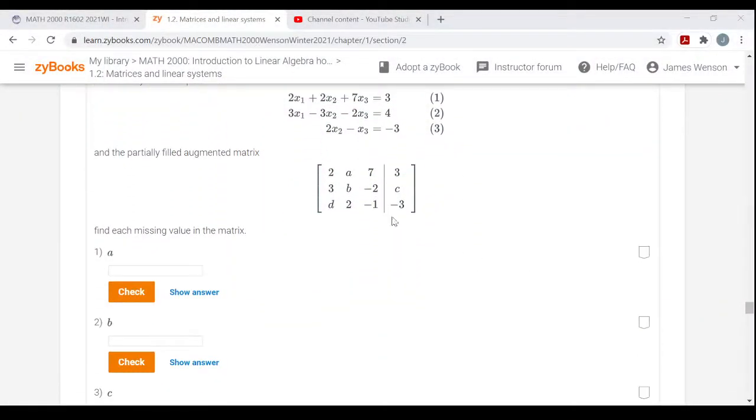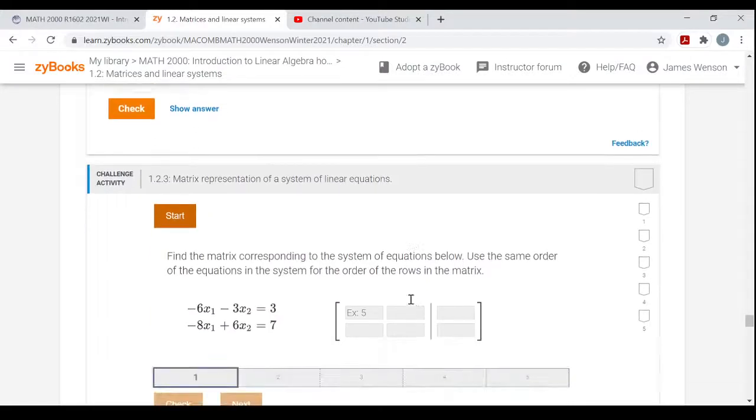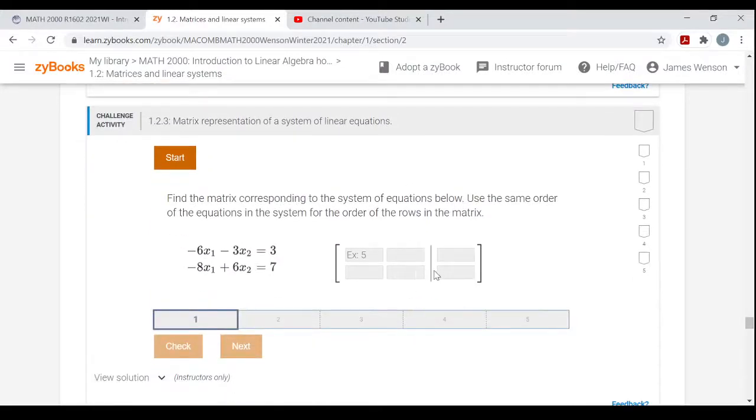Looking at this, what would the value of A have to be? Positive 2. So I'll fill that in, enter, and I'll let you do the rest. Okay. Challenge activity: you're making one of these matrix representations of a system, filling in the blanks for an augmented matrix. I'll start this here. The equations have to be in standard form, with all the variables on one side lined up with like terms, and all the constants on the other. Then you can create these augmented matrices.